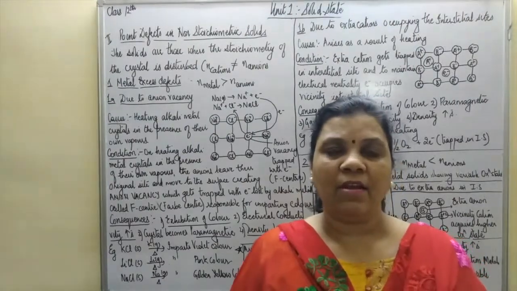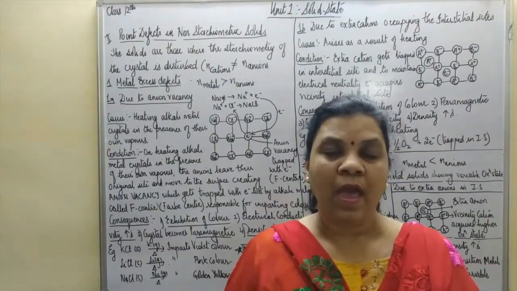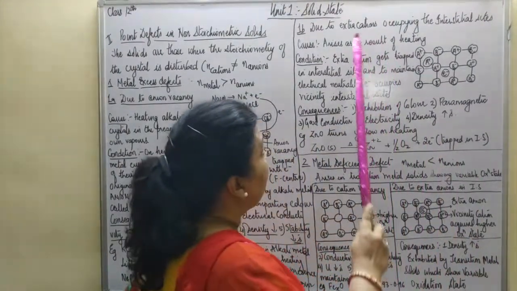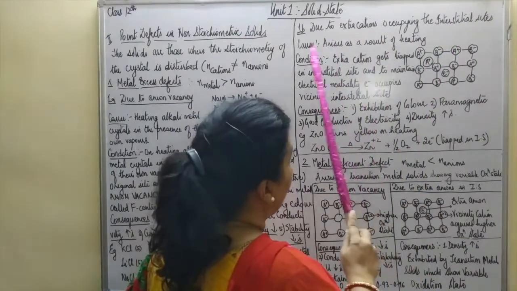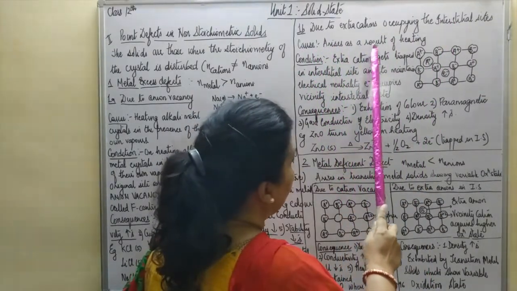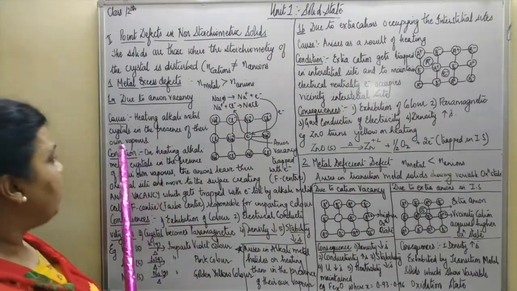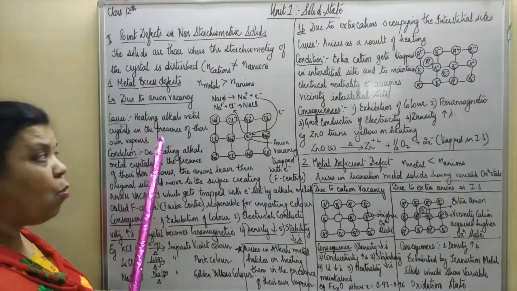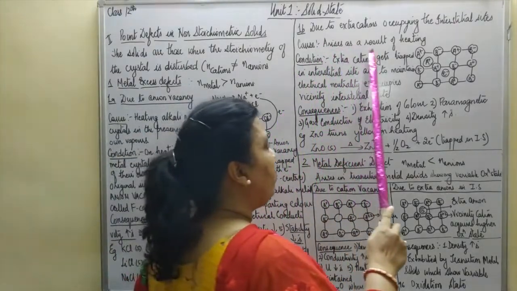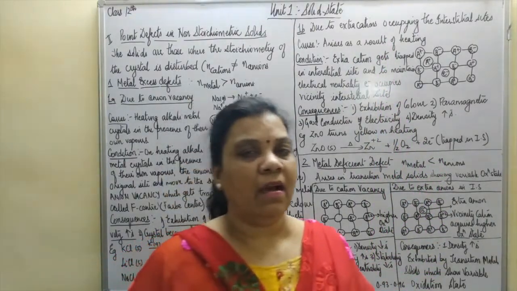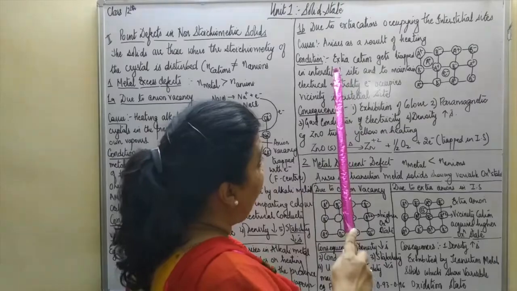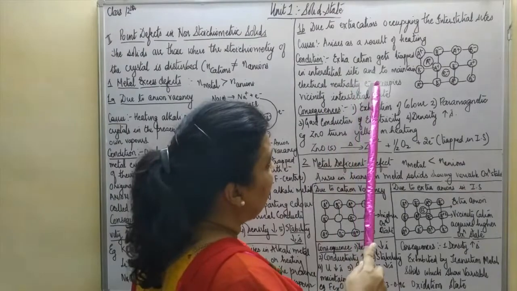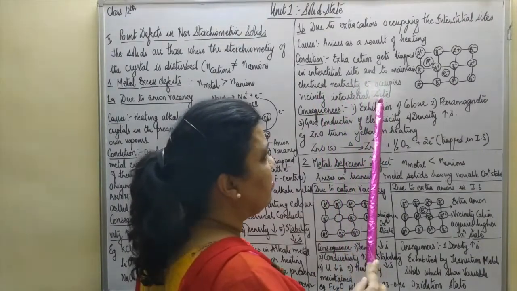Let us see another category of metal excess defect which arises due to extra cations occupying the interstitial site. How does it arise? It arises as a result of heating. The previous type of defect arose as a result of heating the crystals in the presence of their own vapors. But remember, this type of defect arises on simply heating a crystal. Now what actually happens? The extra cation gets trapped in the interstitial site, and to maintain the electrical neutrality, an electron occupies the vicinity interstitial site.